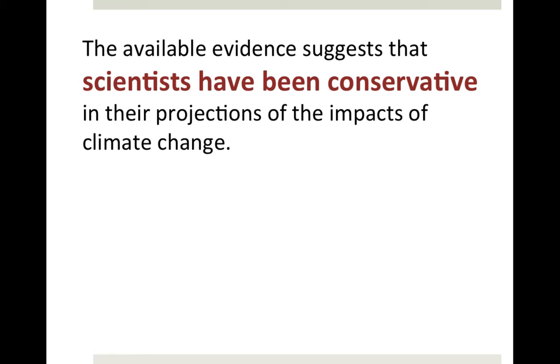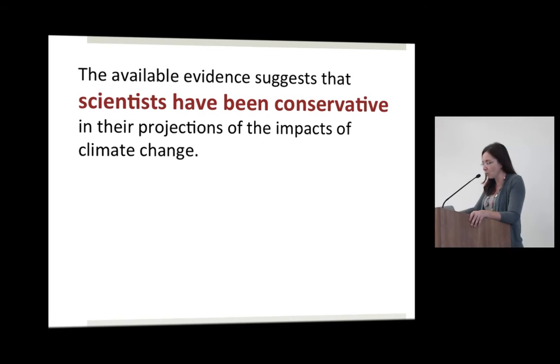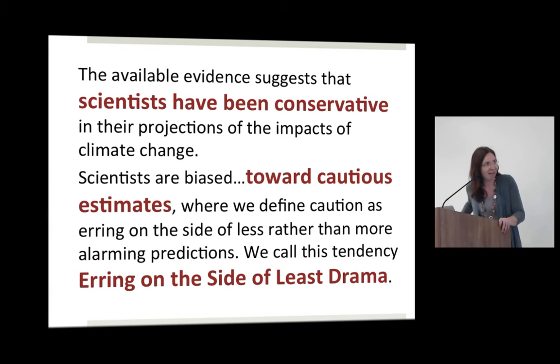Are scientists typically alarmist? So what they did was, and this was really smart, they looked at 20 years worth of climate projections from 1990 to 2010 to see if they're systematically over or underestimating future change. Because if climate scientists are being alarmist, we'd be systematically overestimating the rate of change, right? Here's what they found. They found, from reviewing hundreds, and I think perhaps even thousands of peer-reviewed papers, that scientists have in fact been conservative in their projections of the impacts of climate change. So conservative that we're biased towards being cautious, where we define caution as erring on the side of less rather than more alarming predictions. It was so systematic, they coined a syndrome that climate scientists are subject to, ESLD, erring on the side of least wrong.